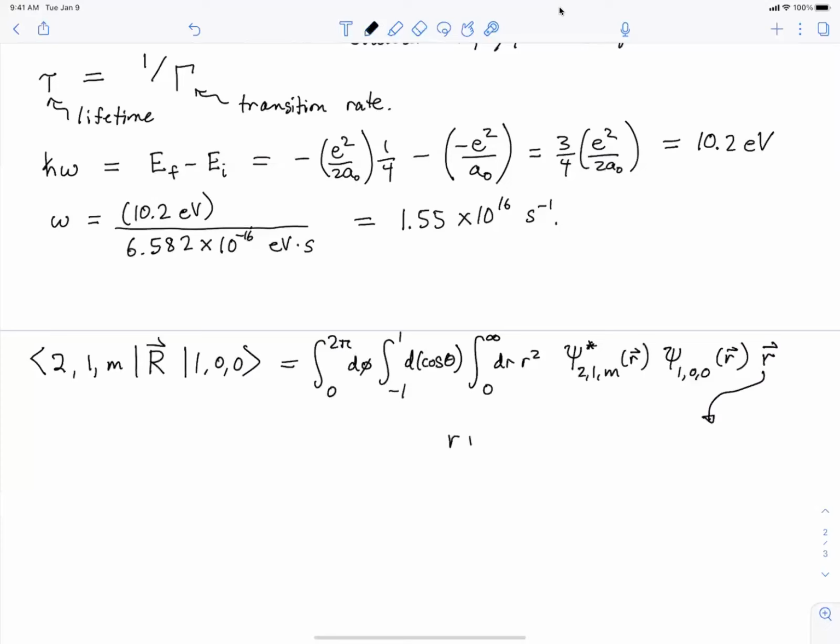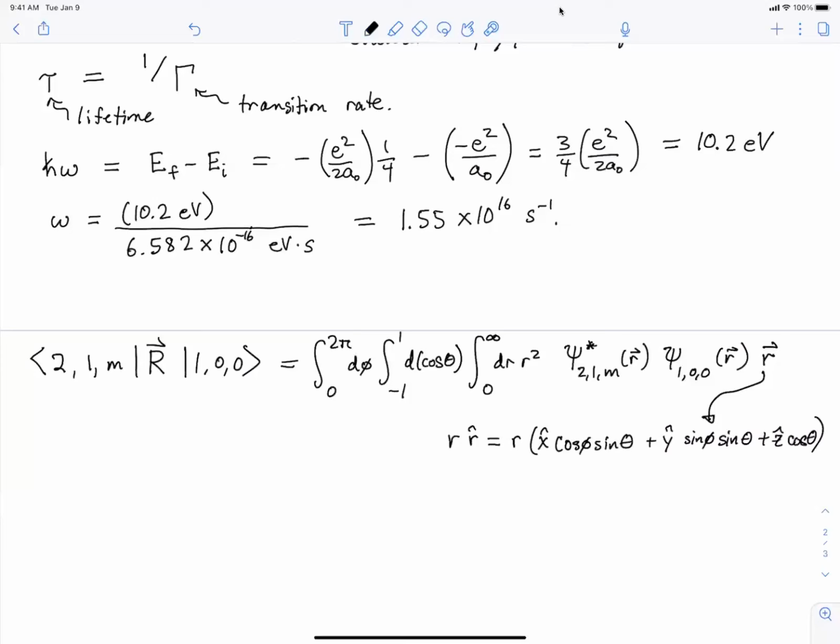r times r hat, where r times r hat is r times x hat cosine phi sine theta, plus y hat sine phi sine theta, plus z hat cosine theta.